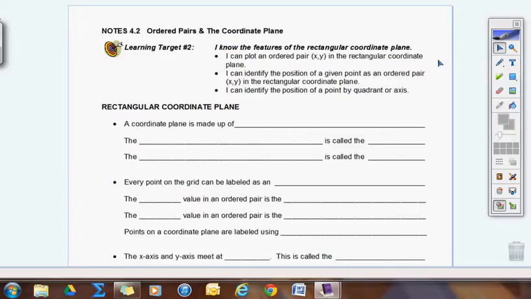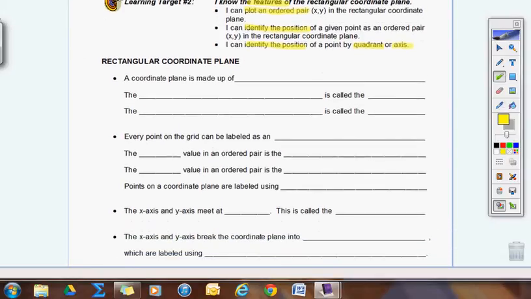We're going to hopefully make this a quick one. This is just dealing with ordered pairs and the coordinate plane, and the learning target is to know features of the rectangular coordinate plane, being able to plot an ordered pair, being able to identify the position of a given point as an ordered pair, and then being able to identify the position by the quadrant or axis that it lies in or on. Okay, so let's first get to the idea of the rectangular coordinate plane.